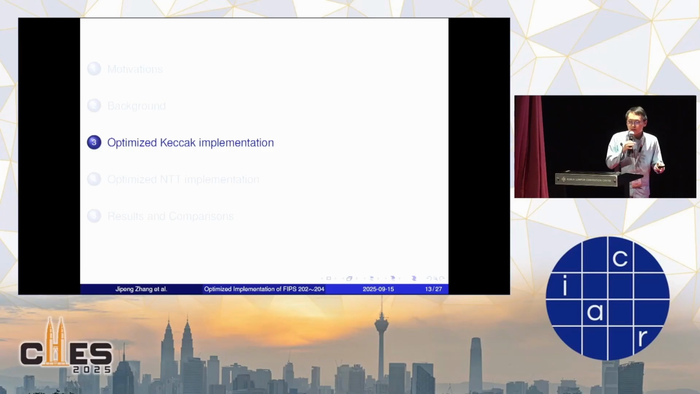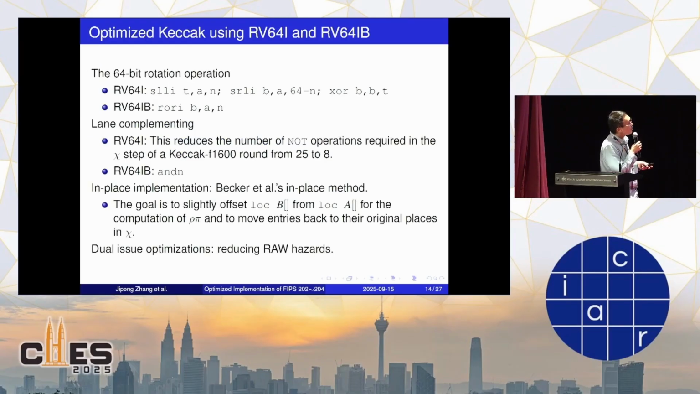And then the optimized Keccak implementation. Let us start with how to optimize Keccak using 64-bit RISC-V, using the I and IB ISA combinations. For the RV64I, the first thing is how to implement the rotation operation. We need 3 instructions to implement it. But with the support of the B extension, one instruction is enough for performing the rotation operation.